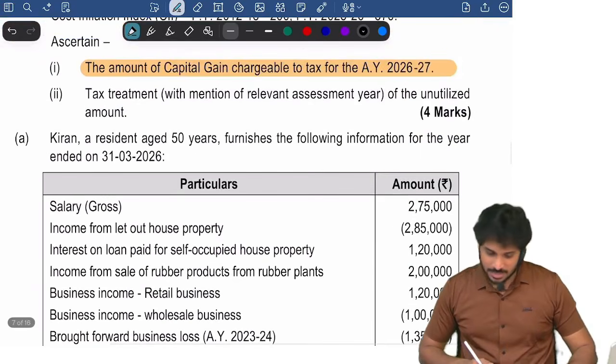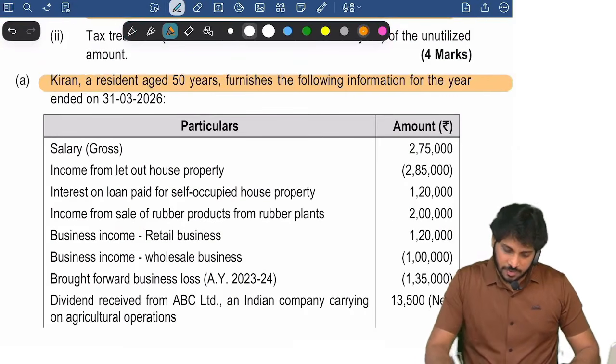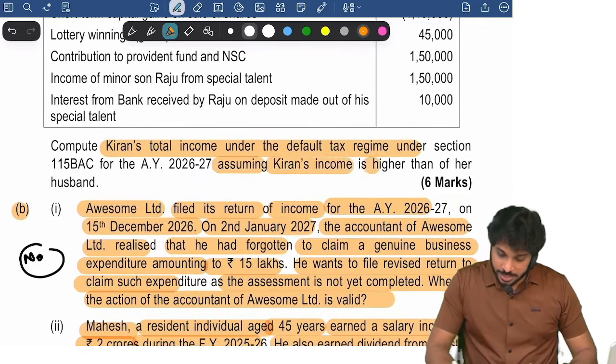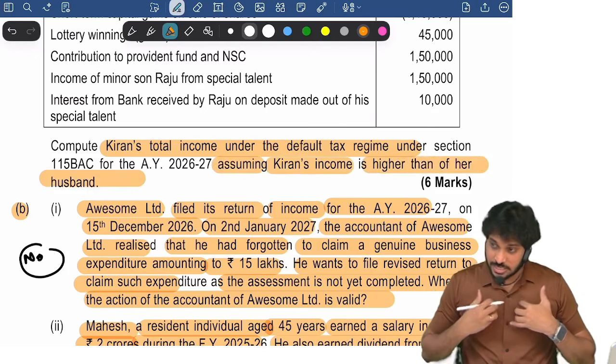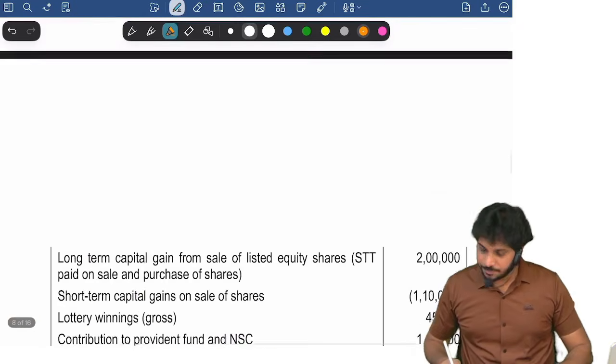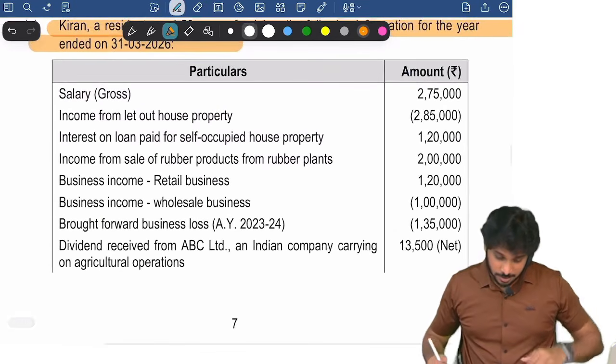Set off and carry forward. Kiran, 50 years, set off and carry forward problem. Look at this. Under the default tax regime, assuming Kiran's income is higher than her husband's. Okay, the spouse, wife's income is higher than the husband's income. Okay, fine, we'll do it. Shall we?